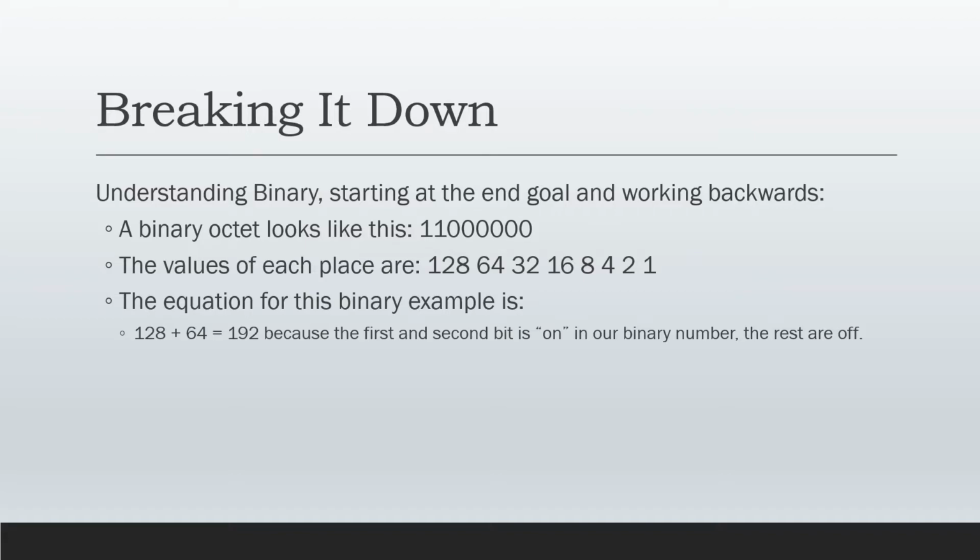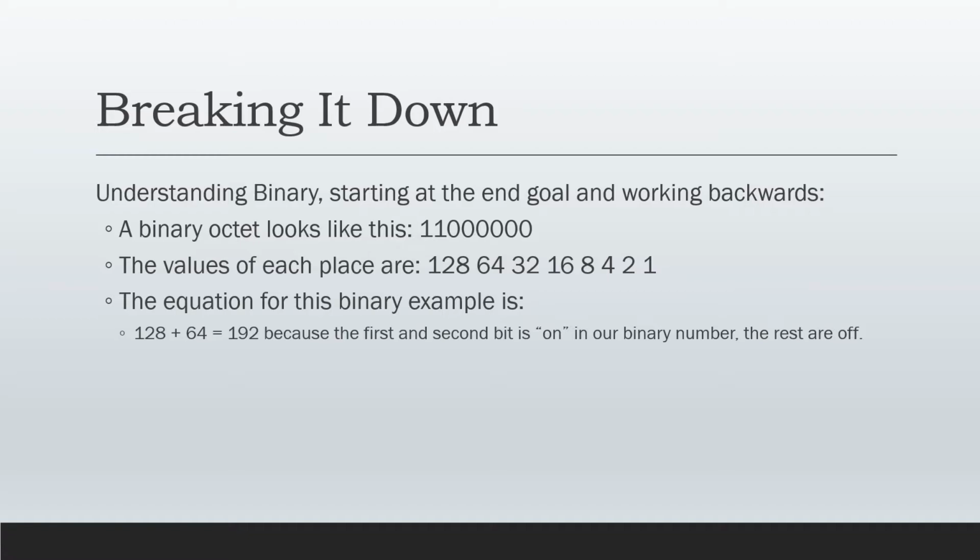Breaking it down, understanding binary, starting at the end goal and working backwards. So we're going to start with binary and work towards the decimal numbers. It may seem contrary to what we're trying to do, but it'll all make sense in the end. A binary octet looks like this: 11000000, as we mentioned earlier. The values of each place in this is 128, 64, 32, 16, 8, 4, 2, 1. And that's going from left to right in our binary octet.